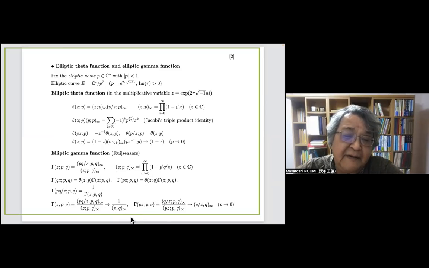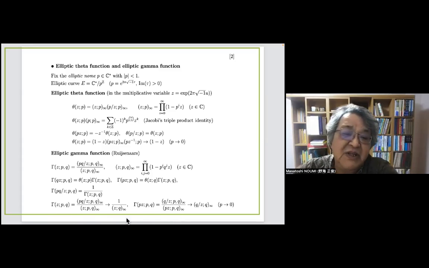So what you have in the trigonometric case is this expression, 1 over z, I would say the reciprocal of this (z; q)_infinity, which will be the trigonometric limit of this elliptic gamma function. So in the elliptic setting, you will see in many places that this type of q-shifted factorial is replaced by the elliptic gamma function this way.